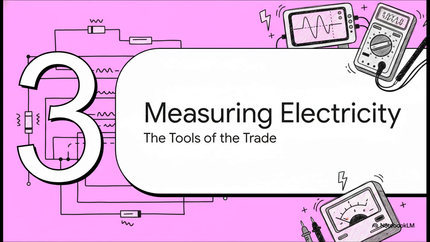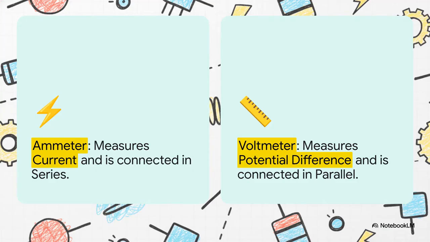Electricity is invisible, right? To actually see what's happening, we need a couple of special tools. The two main tools of the trade are the ammeter and the voltmeter. They sound similar, but they do very different things. The ammeter measures current. That's the actual amount of electricity flowing.